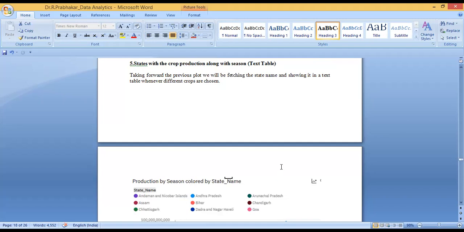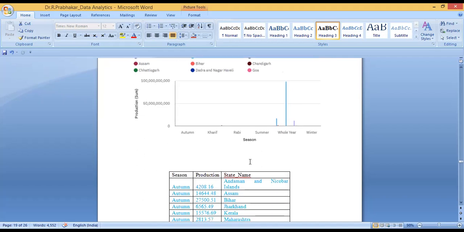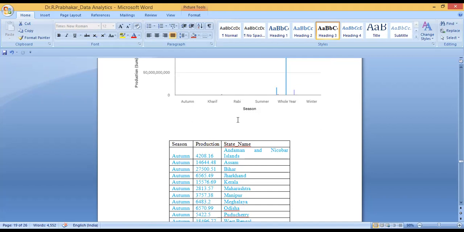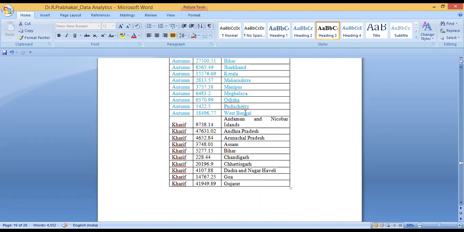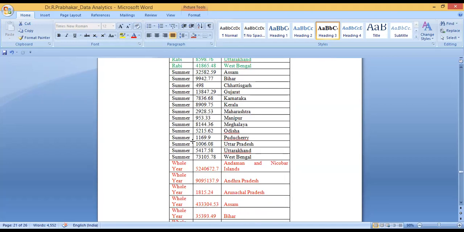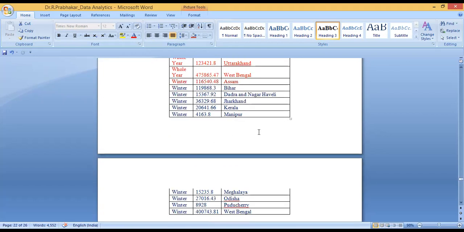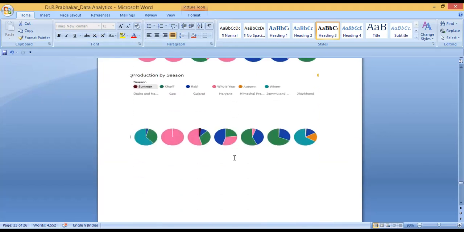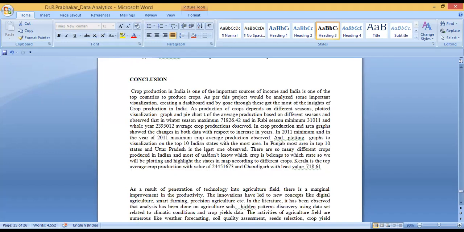Next, the fifth objective is states with the crop production along with the seasons. Here also a column graph is plotted between the production, seasons, and the state names. The different seasons are autumn, kharif, rabi, summer, winter, and whole year. Here the seasons are indicated by color: autumn in blue, kharif in black and white, rabi in green, and summer in black and white again. The whole year is indicated in red, and winter is indicated in blue, along with the corresponding pie visualizations of all the states.